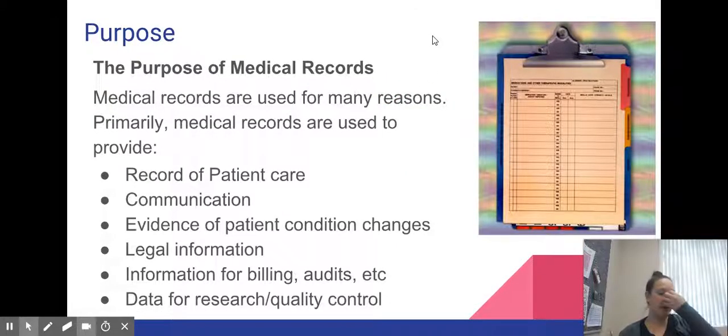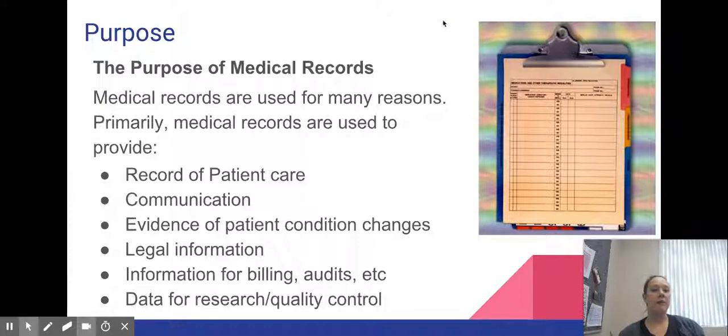The purpose of medical records: there's many reasons why we keep medical records. Primarily, medical records are used to provide a record of patient care, a record of communication, evidence of a patient's condition changes, like if they're getting better or getting worse, legal information for billing or audits, and other reasons for finance type things, and data for research or quality control.